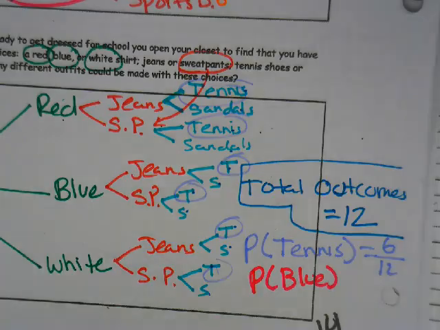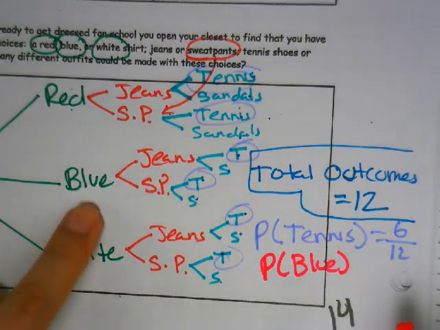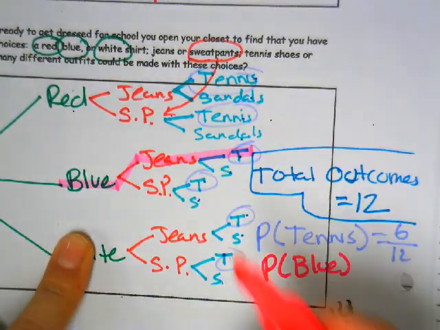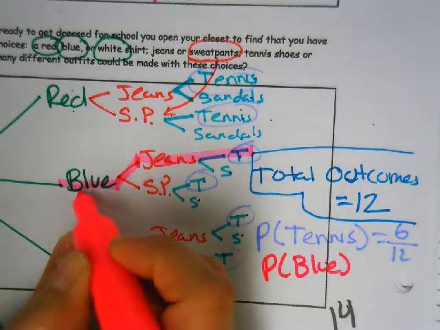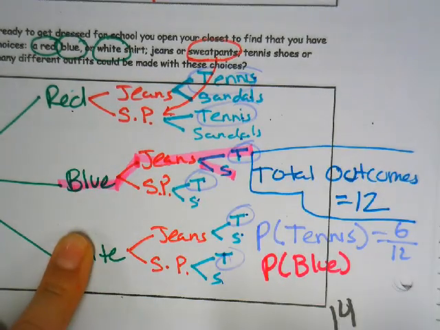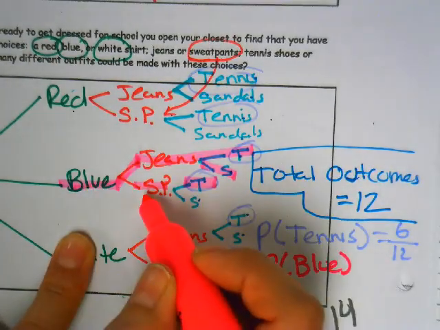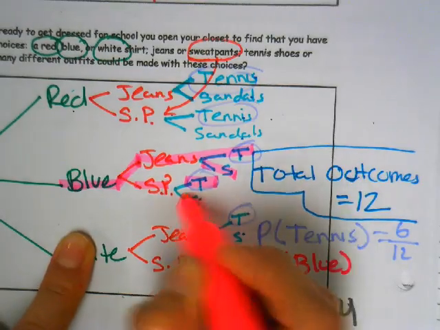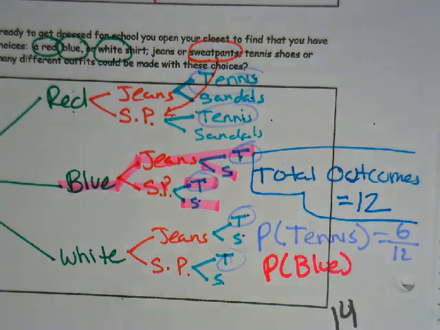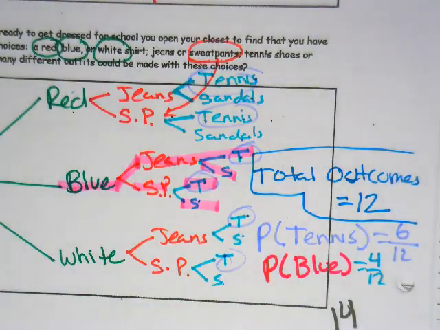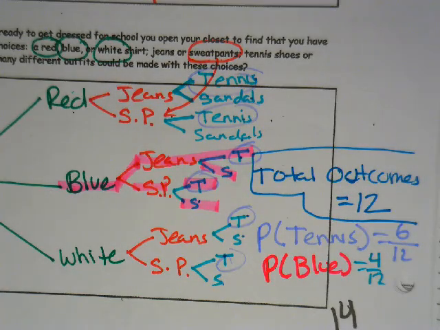Okay. Blue is here, right? But is this the only time I wear blue? No, I can wear blue jeans with tennies. That's 1. Blue jeans with blue shirt with jeans and sandals. That's 2. Blue jeans with sweatpants, tennies. That's 3. Blue shirt, sweatpants, and sandals. How many total times do I wear a blue shirt? 4 out of 12. So you look for the blue, but this is not just 1. All of these have something blue. 1, 2, 3, 4. All of those have something blue.